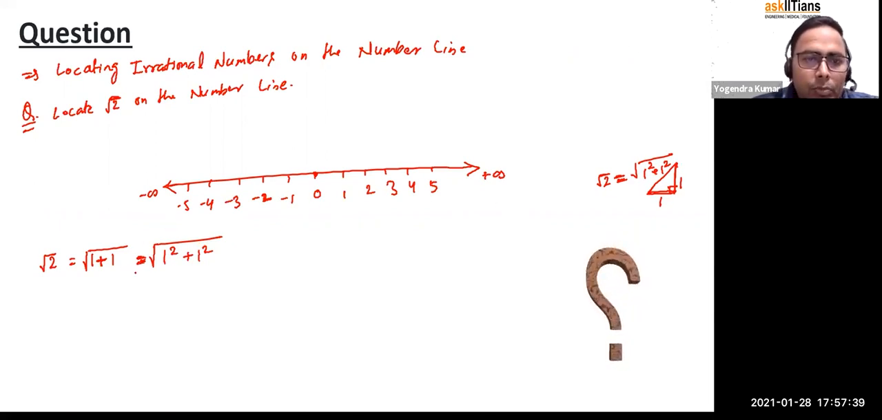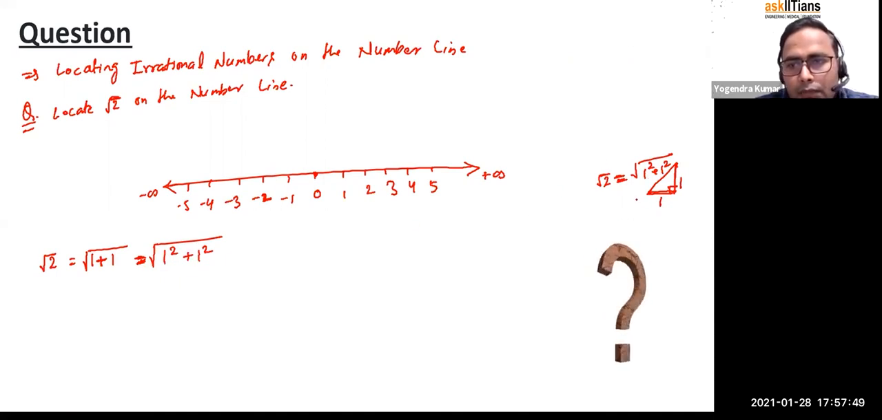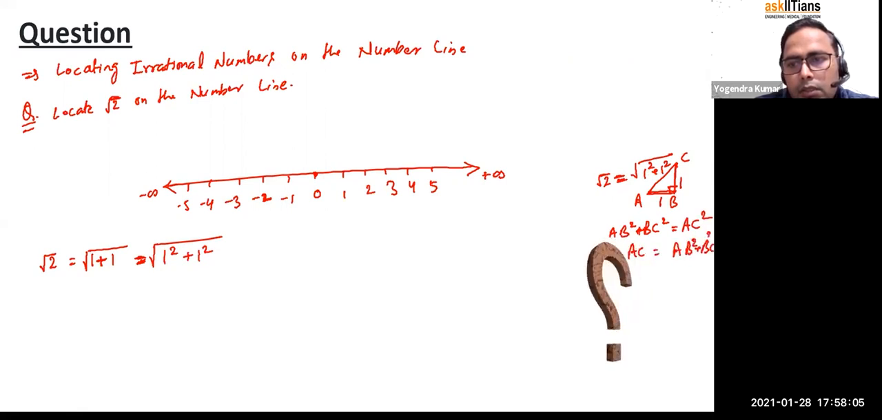Using Pythagoras theorem, I can see that it looks like a pair of two numbers whose squares give the root form like that. If it is a b c, then ab square plus bc square is equal to ac square. So ac can be written as the root of ab square plus bc square.